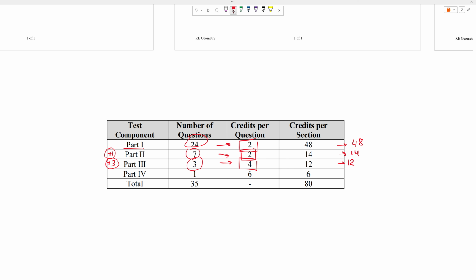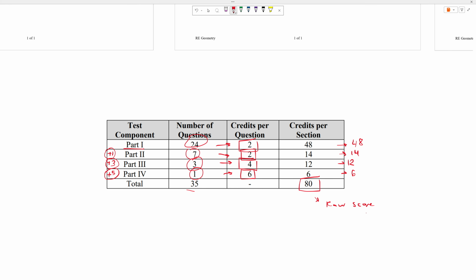Finally, part 4 has just 1 question. That 1 question is worth 6 points, so you get 6 points in total for completing that section. And so, again, the most partial credit you can get on part 4 is 5 points. Okay, so in total, there's 35 questions, and those 35 questions generate 80 points for you to score. Right, 80 is the max raw score.